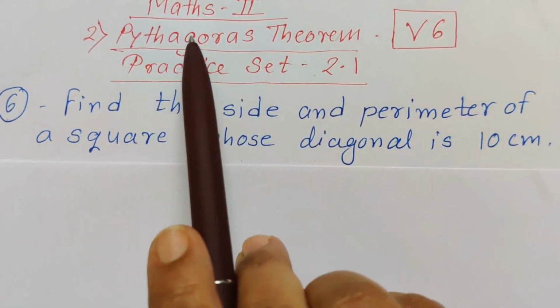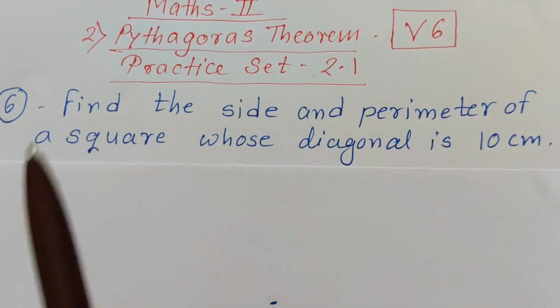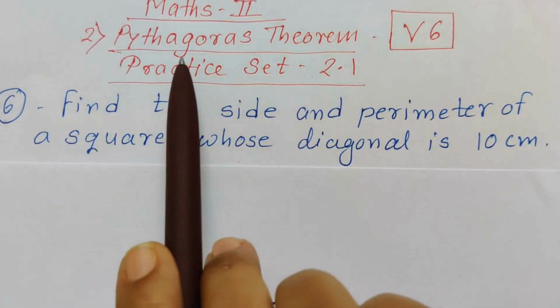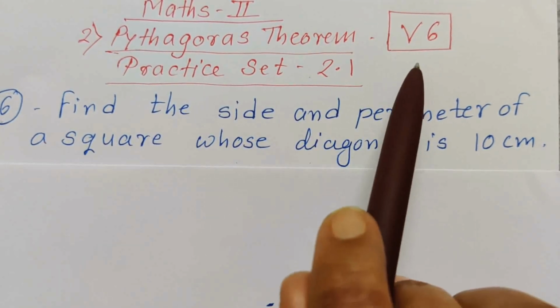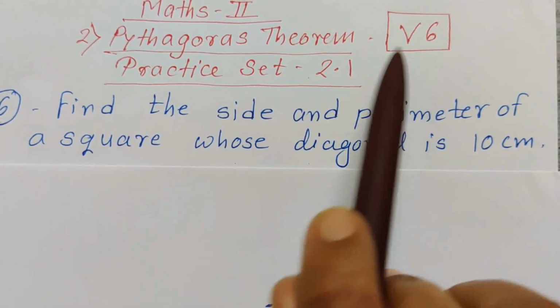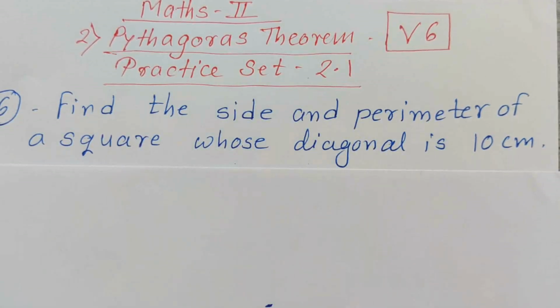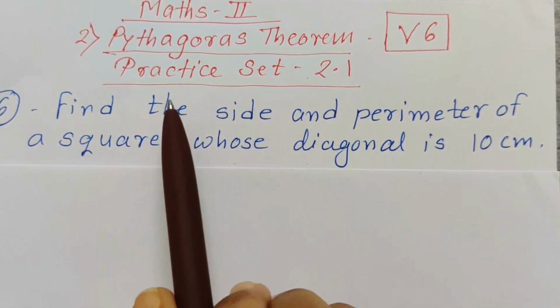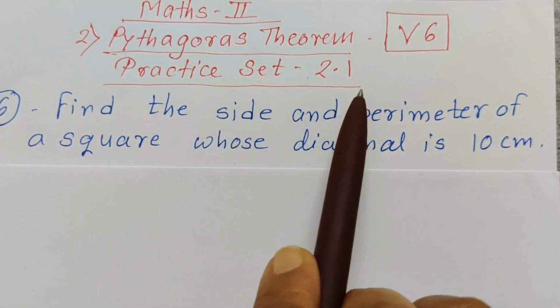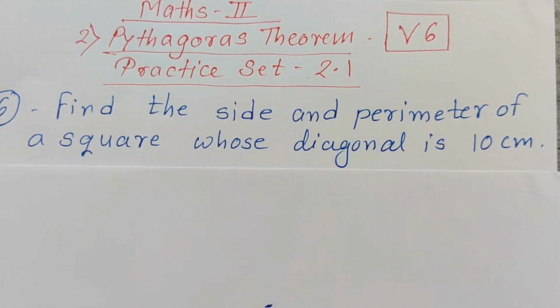Today this is a video of Maths 2 lesson number 2, Pythagoras theorem, and this is video number 6 of the lesson. From the previous video we started practice set 2.1. A few examples I showed you in the previous video. Today we will see a few more examples.